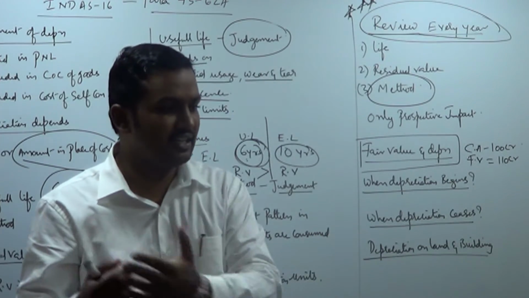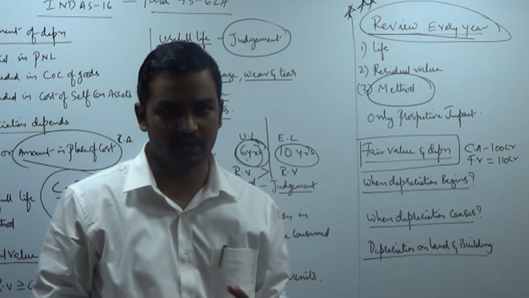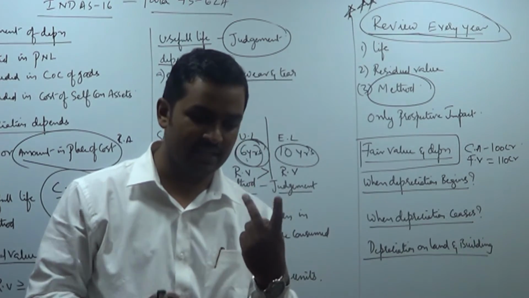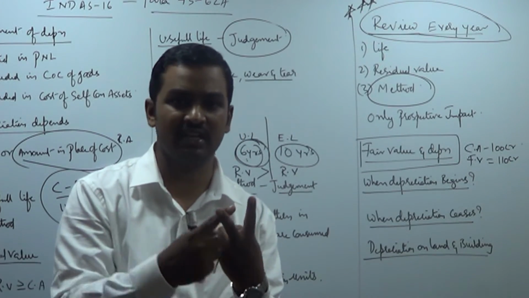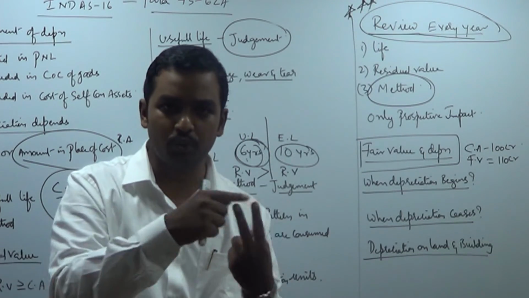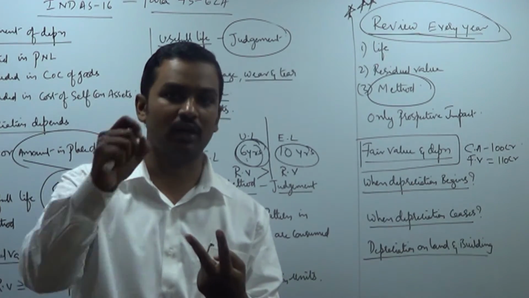The other date is the date the asset is derecognized from our books of account. That means it is removed from our books of account. Earliest of 2 dates, that is the date on which the asset is classified as held for sale or the date on which the asset is derecognized. Earliest of these 2 dates, on that date depreciation should stop permanently, is what the standard says.